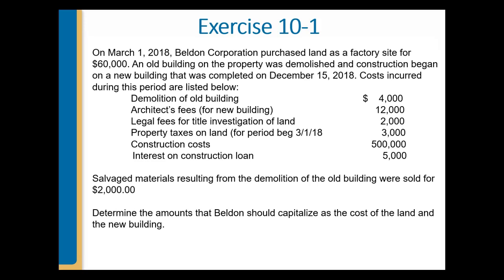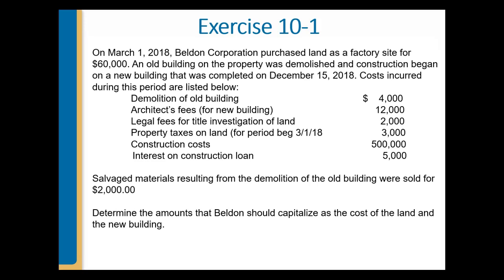The demolition of the old building, $4,000. Architect's fees for the new building, $12,000. Legal fees for title investigation of land, $2,000. Property taxes on the land for the period beginning March 1st of 2018, $3,000. Construction costs, $500,000. Interest on the construction loan, $5,000. Salvaged materials resulting from the demolition of the old building were sold for $2,000.